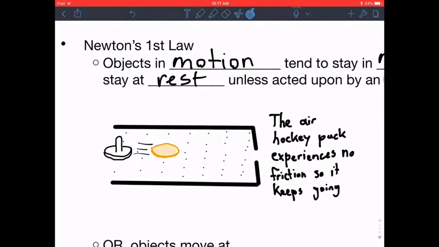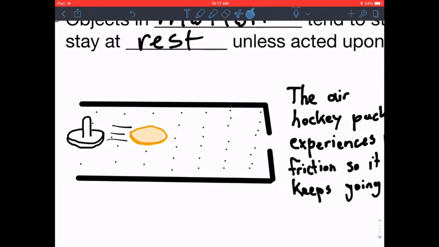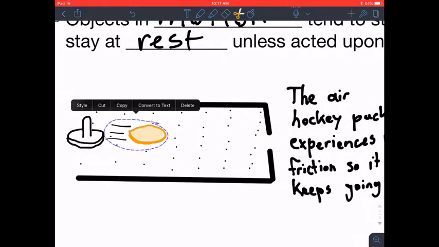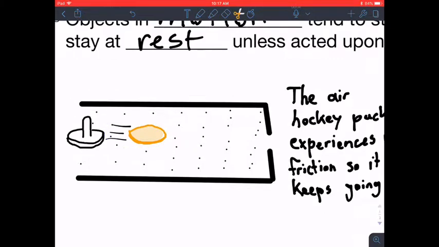One of those basic situations is right here. We have an air hockey puck. That air hockey puck is an object in motion. And since it does not experience any outside forces like friction, because it's floating on air, the air hockey puck will continue in motion essentially forever until it hits the side, right? So an object in motion tends to stay in motion is a useful idea here.